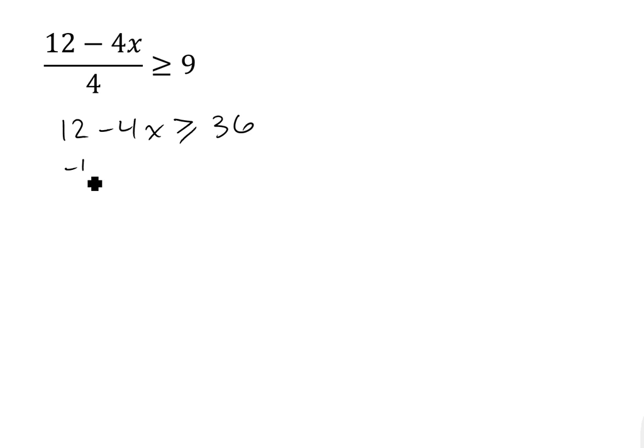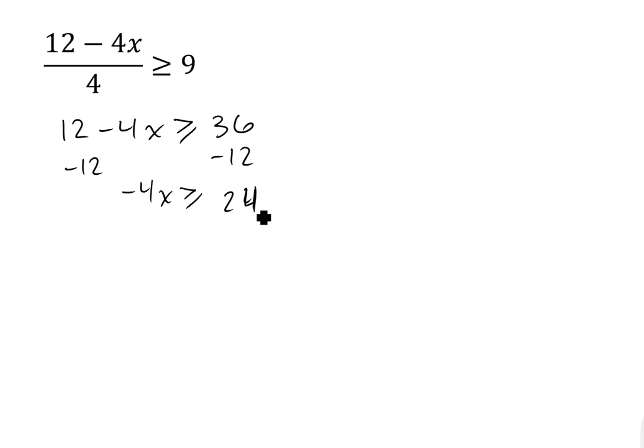Next, I'm going to subtract 12 from both sides of this inequality. So that gives me negative 4x is greater than or equal to 36 minus 12, which is 24. Next, I'm going to divide both sides of this by negative 4.